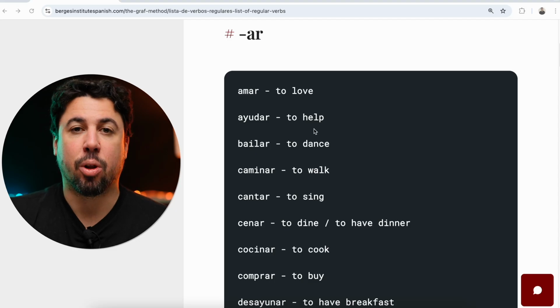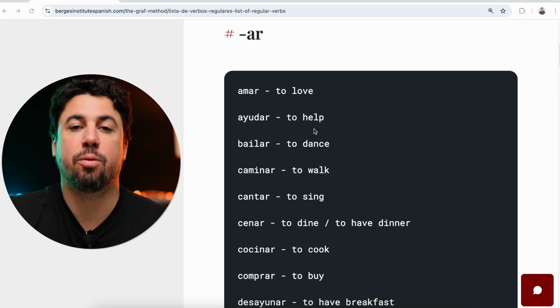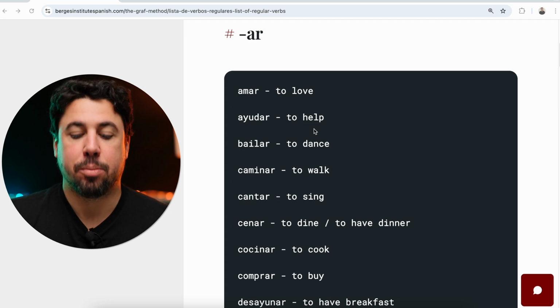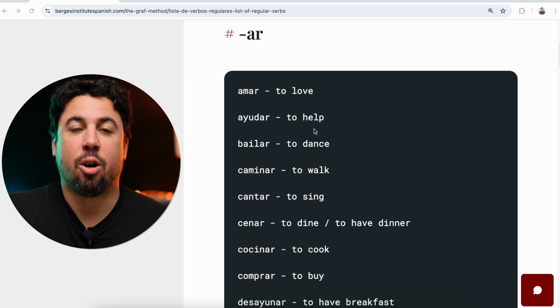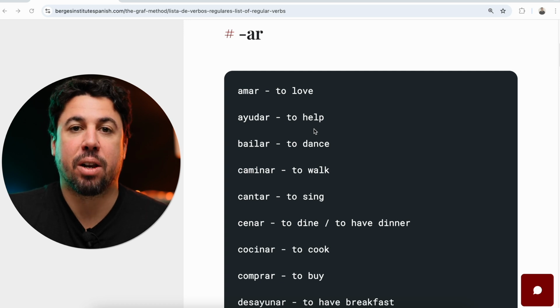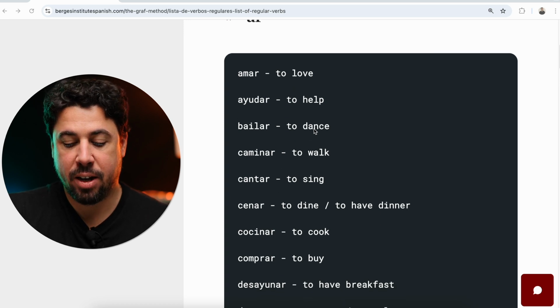Here are some common verbs ending in AR. Amar, to love. How do we conjugate it? It would be yo amo, tú amas, él, ella, usted ama, nosotros, nosotras amamos, vosotros, vosotras amáis, ellos, ellas, ustedes aman. That's the conjugation for the present tense. So, I love Maria. Amo a María. Ayudar, to help. How do we conjugate it? Let me conjugate it without the personal pronouns. Ayudo, ayudas, ayuda, ayudamos, ayudáis, ayudan. That's the present tense conjugation for ayudar.